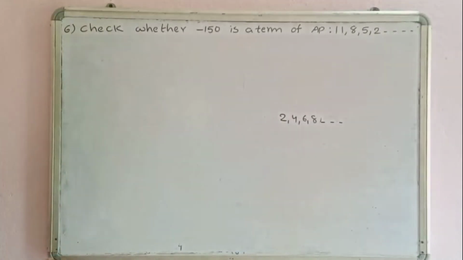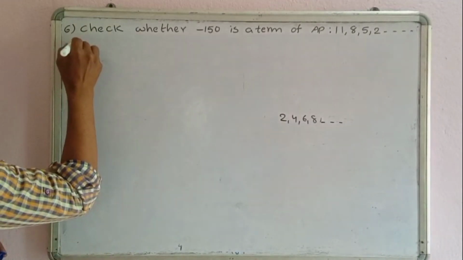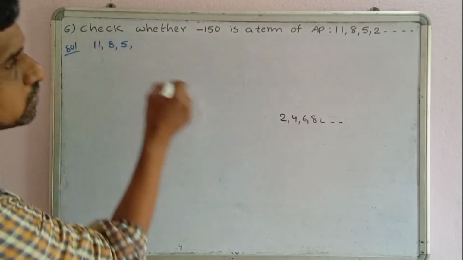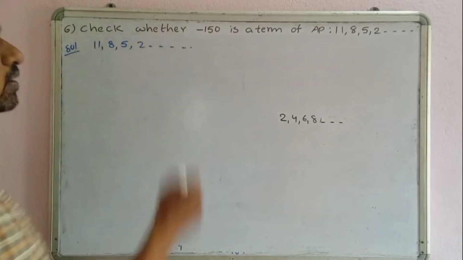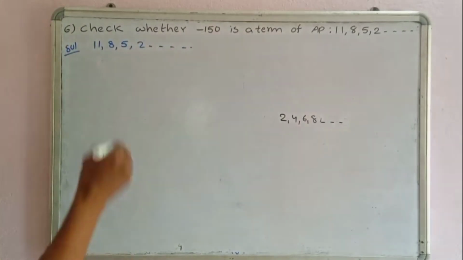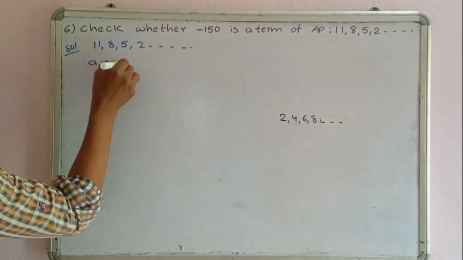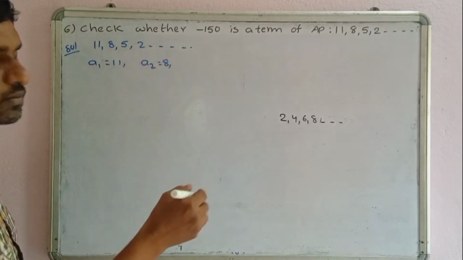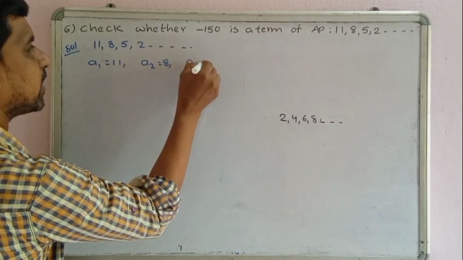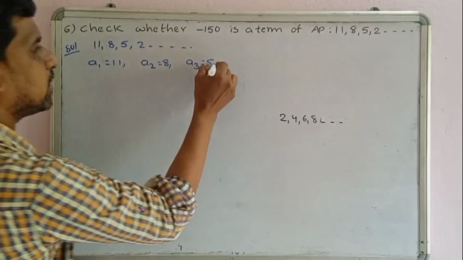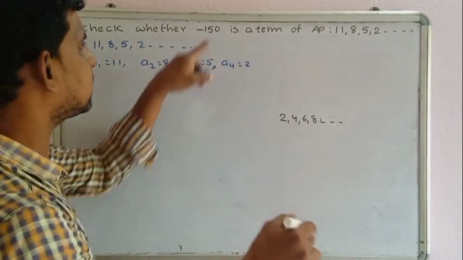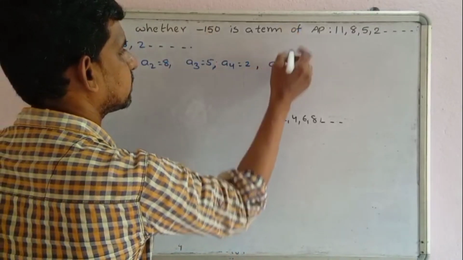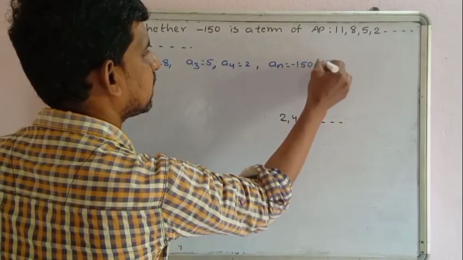Okay. See now what is the given series? Given series is 11, 8, 5, 2 so on. Here what is the first term? A1 equals 11, A2 equals 8, A3 equals 5. Okay. Next A4 equals 2. Let us say AN. So minus 150 is the last term. Let AN equal minus 150.